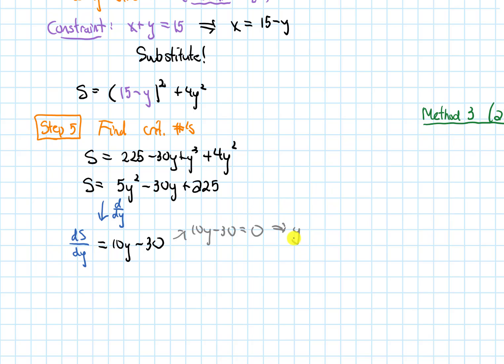If I rearrange this, if I add 30 to the right and I divide by 10, we'll get y equals 3. Okay, and when is this undefined? Well, this is never undefined. There's no denominator or anything like that, so there's no value of y I can plug in that would make this undefined. I never have a denominator being 0. All right, so my critical number here is going to be y equals 3.